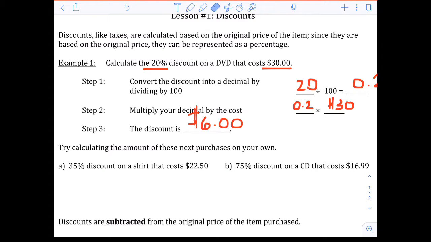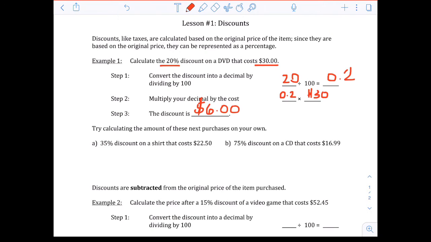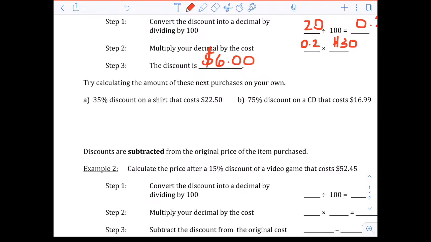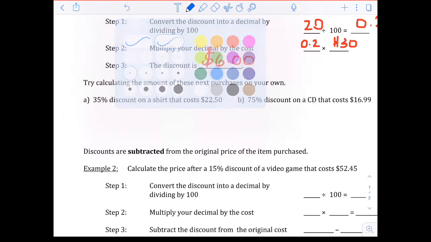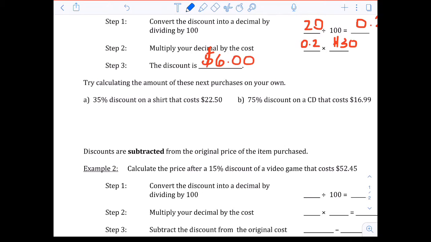The dollar sign looks kind of funny. That's how much we're saving by saving 20% off of $30. So saving $6. So let's try to calculate what we save off of the items below. Use a different color. So try calculating the amount of these next purchases on your own. So you can pause it and give it a shot on your own.